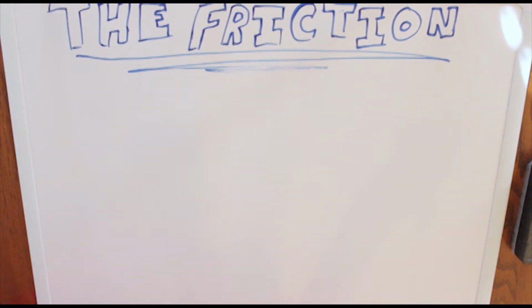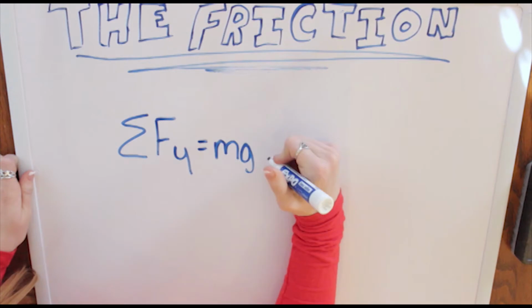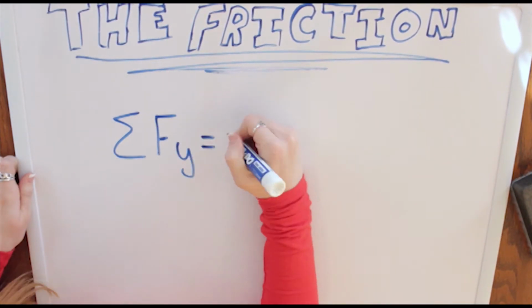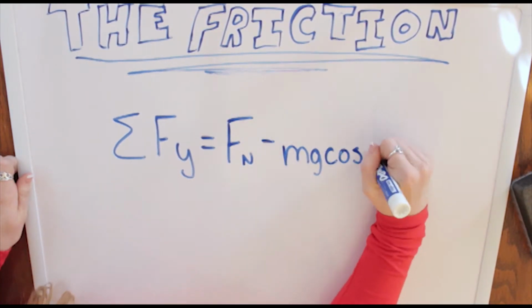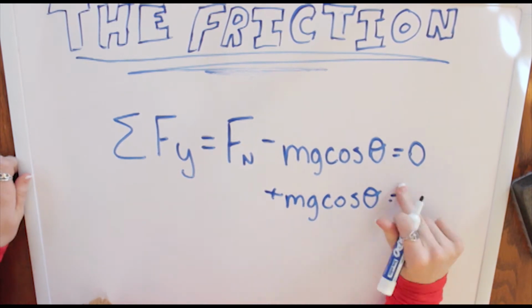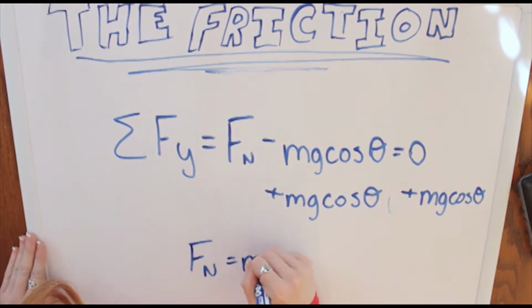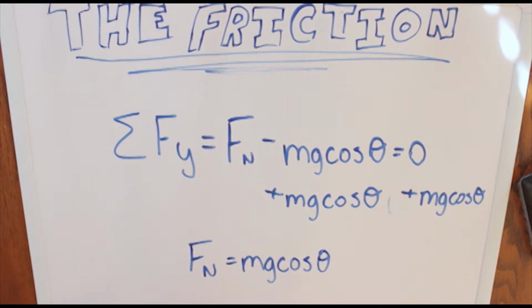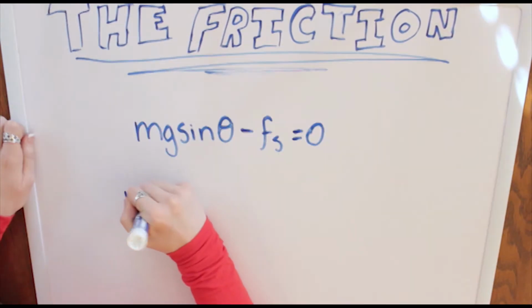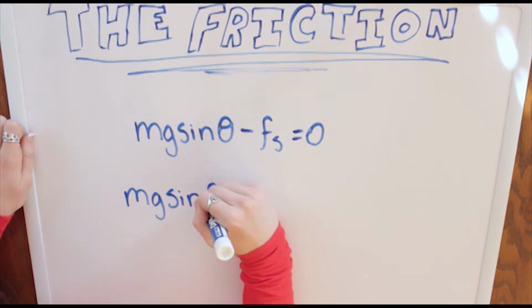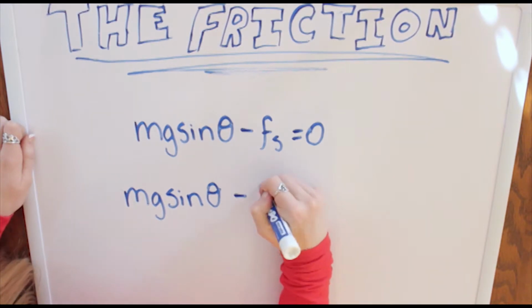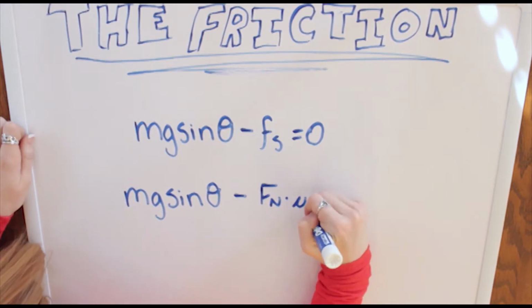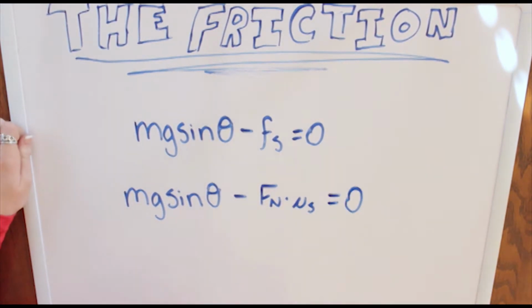Step 4. Finding the normal force. Using the sum of forces in the y direction equation, subtract the force of gravity from both sides. You now have an equation for normal force. Step 5. Substitute. Now, substitute the normal force in the x direction equation for the normal force given to us by the y direction equation.